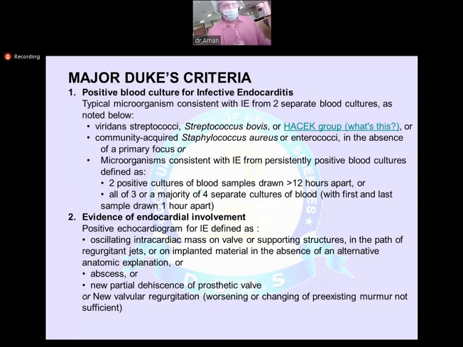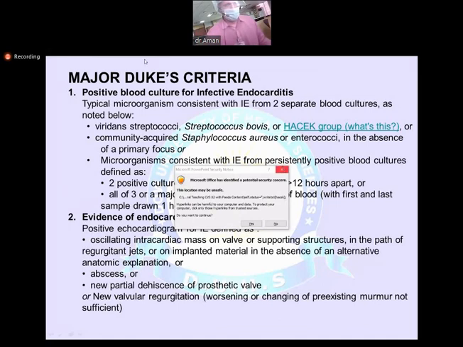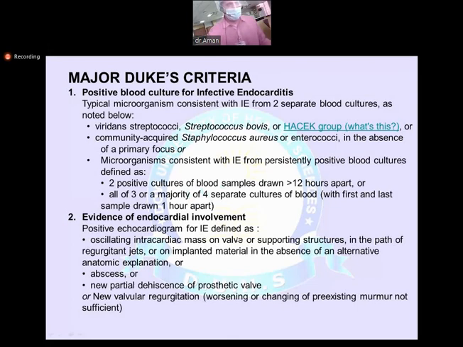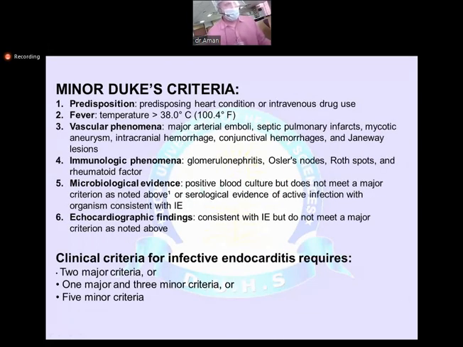Okay, it is a very simple one, and you go for the blood cultures, the echo, and minor criteria. You have to look for certain things. A positive blood culture is one of the gold standards. Number two is the echocardiography. The minor criteria means the patient is an IV drug abuser, has fever, and may have vascular phenomena like arterial emboli, septic pulmonary emboli, aneurysm, intracranial hemorrhage, conjunctival hemorrhage, Janeway lesions, which I have already shown you. Immunologic phenomena: the patient may have hematuria, glomerulonephritis, Osler nodes, Roth spots, rheumatoid factor. And microbiological evidence, rare organisms, or echo findings not consistent with this. So these are the minor criteria.